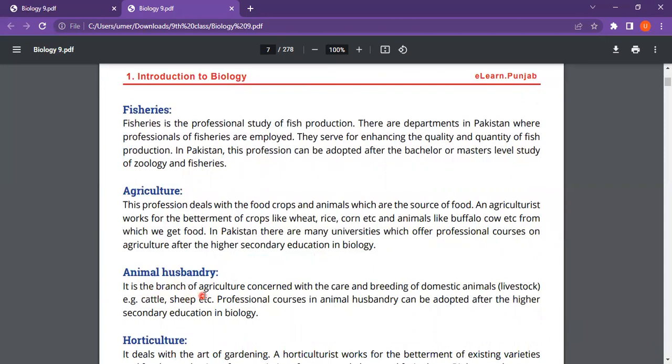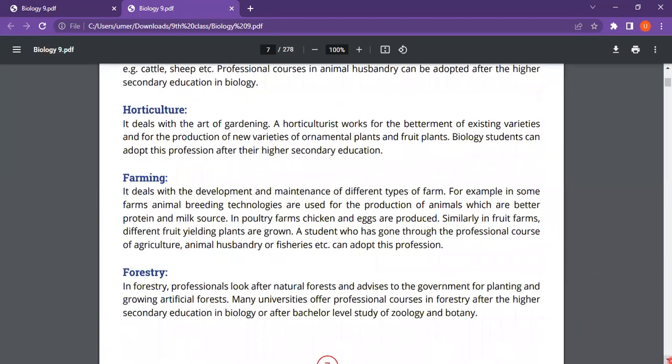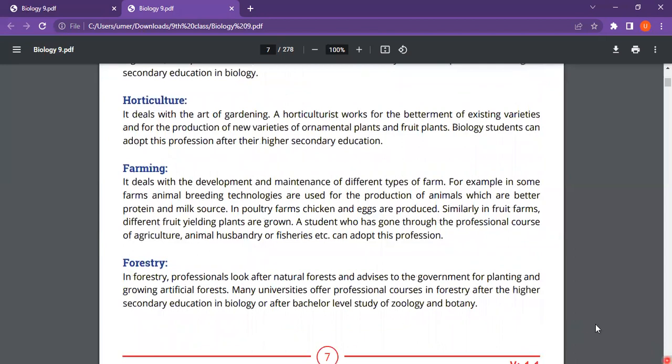Animal husbandry. It is the branch of agriculture concerned with the care and breeding of domestic animals and livestock, for example, cattle, sheep, etc. Professional courses in animal husbandry can be adopted after the higher secondary education in biology. Horticulture. It deals with the art of gardening. A horticulturist works for the betterment of existing varieties and for the production of new varieties of ornamental plants and fruit plants. Biology students can adopt this profession after their higher secondary education.